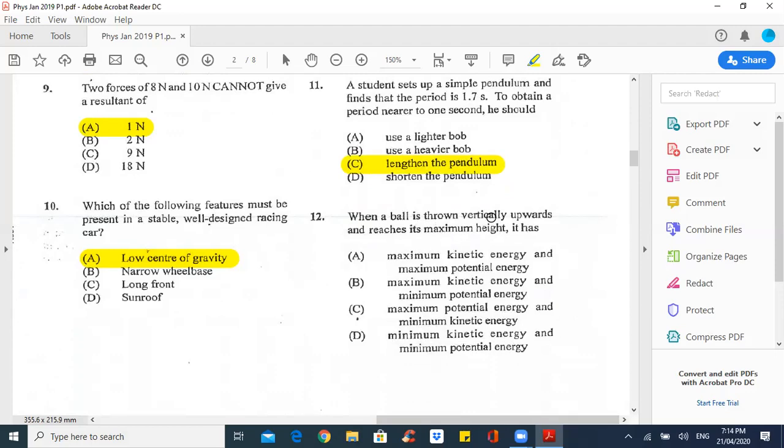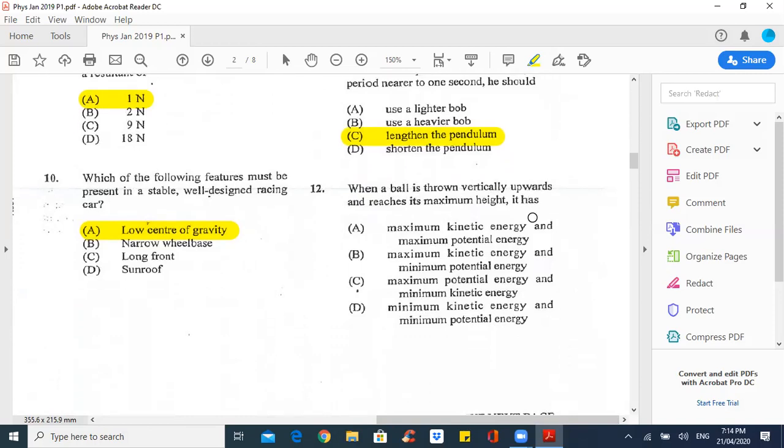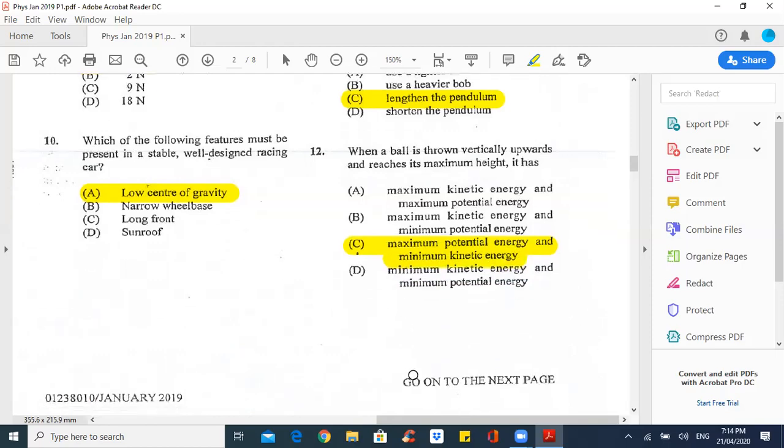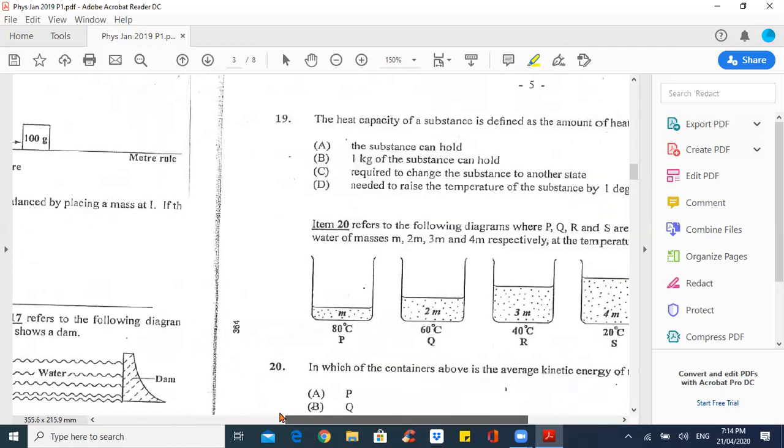When a ball is thrown vertically upwards and reaches its maximum height in the air and then starts to drop, what happens at the point in the air before it starts to come downward? You get maximum potential energy and minimum kinetic energy. Good. This was a repeat question as well. All right, so you would notice that there are repeat questions right through.